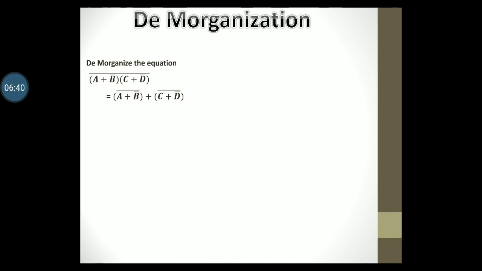Now using De Morgan's laws again, break the smaller bars and we get A bar dot B double bar plus C bar dot D double bar. Since B double bar is equal to B and D double bar is equal to D, we get the final equation as A bar dot B plus C bar dot D. Try your hand at De Morganizing the following equation.